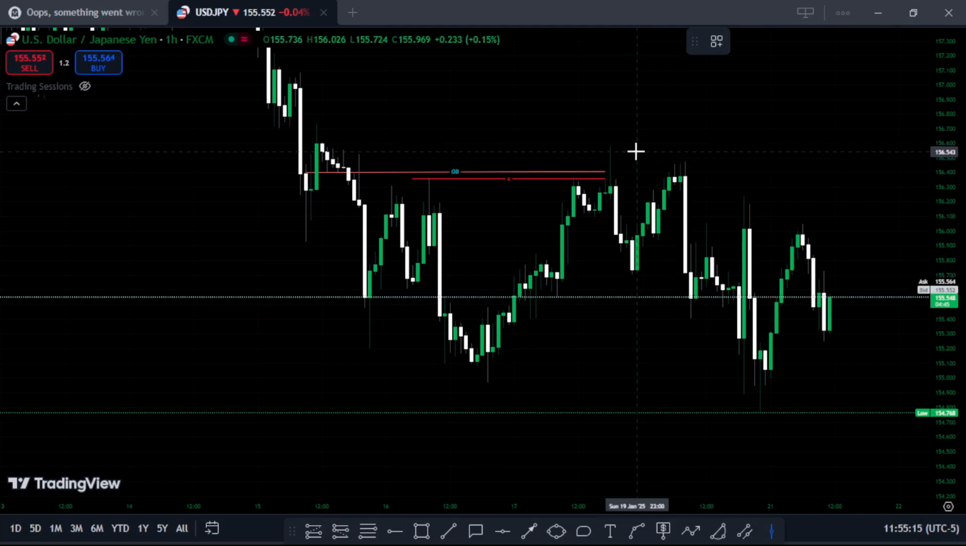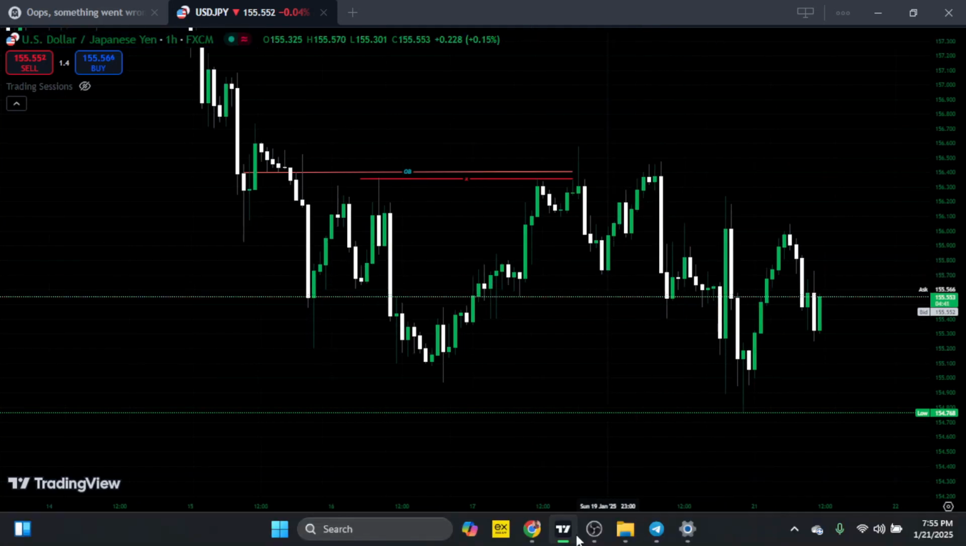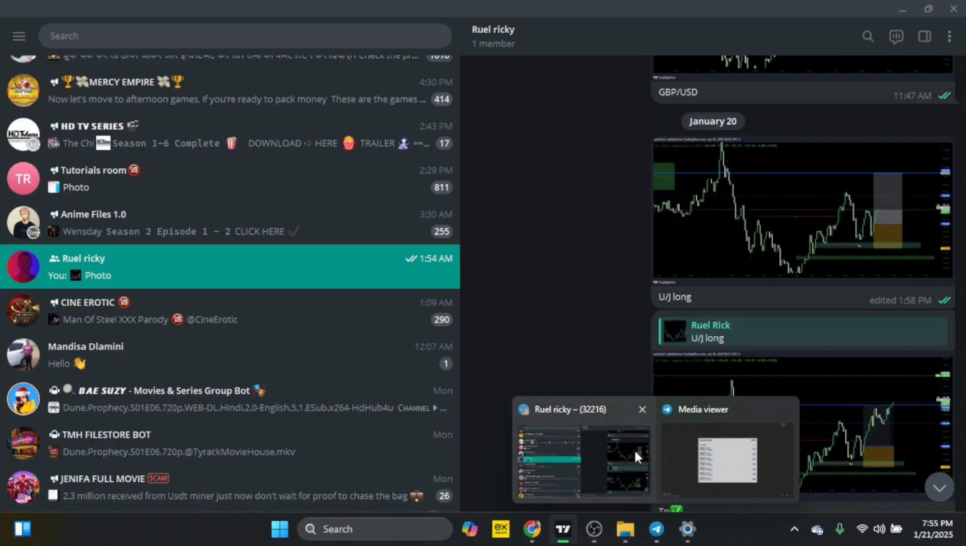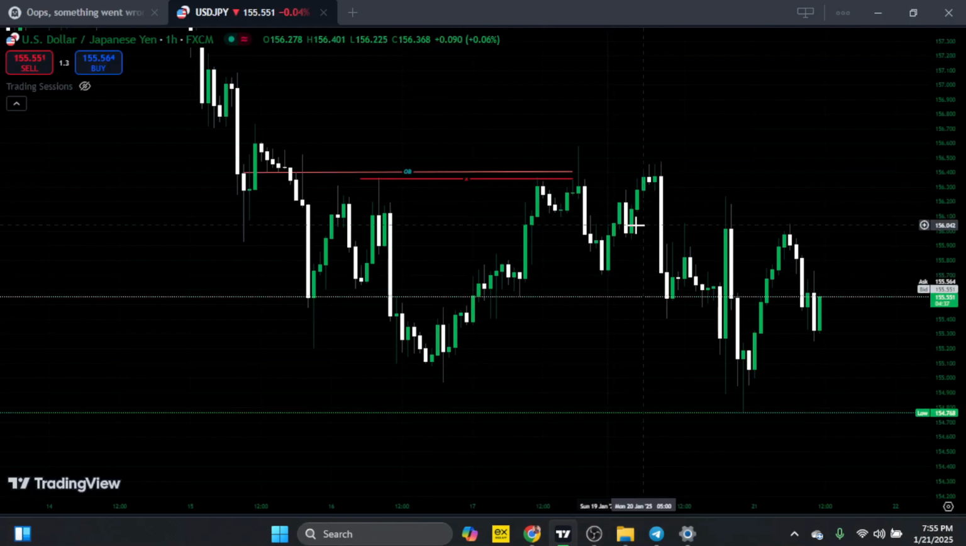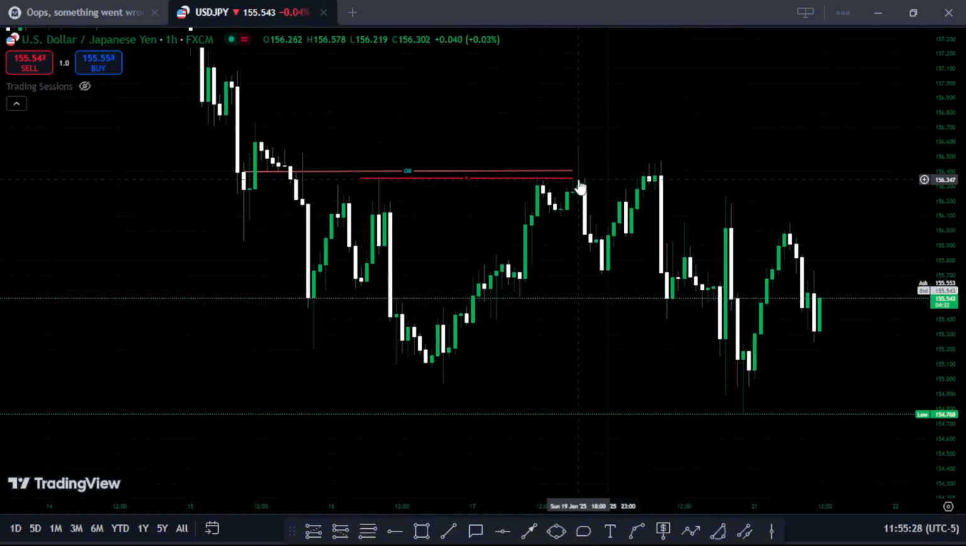Where was this? Yeah, somewhere there. Wait, hold on, let me make sure of this. Yeah, I think it was there. This line over here. Now, when price gave us this liquidity sweep, it dropped down.